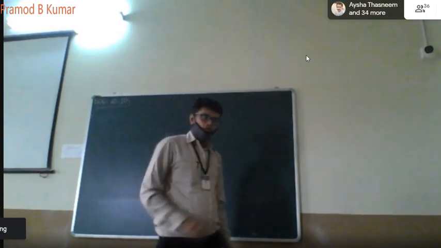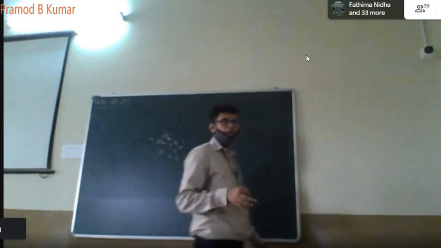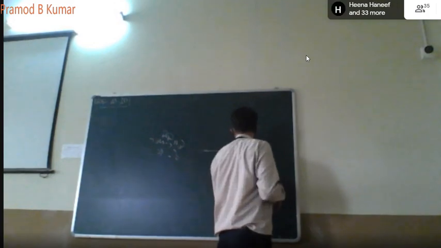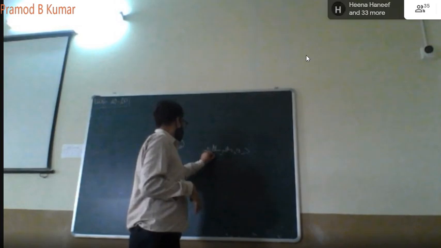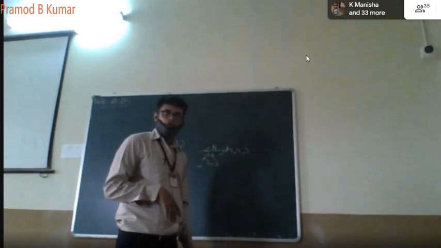The temperature has to be maintained at 0 to 5 degrees Celsius. You get your diazonium salt using NaNO2 and HCl at 0 to 5 degrees Celsius: C6H5NH2, in the presence of NaNO2 and HCl, gets converted to the diazonium salt. What is the next step?